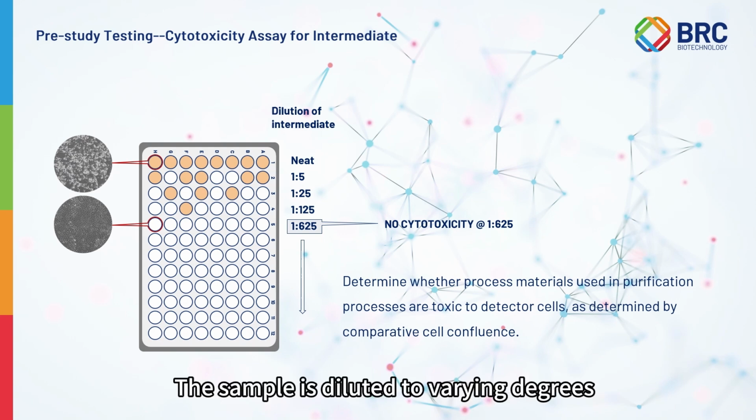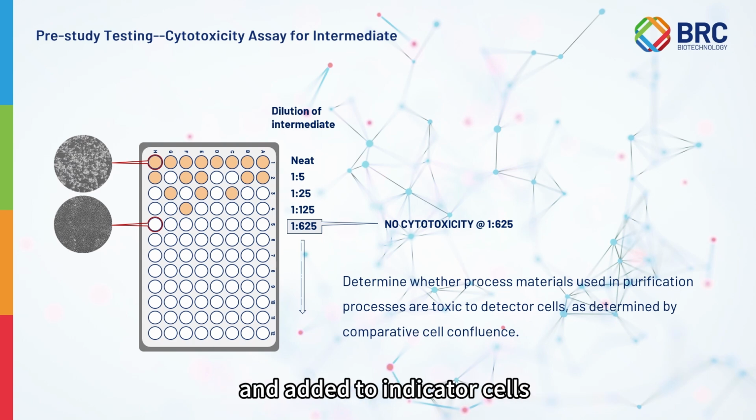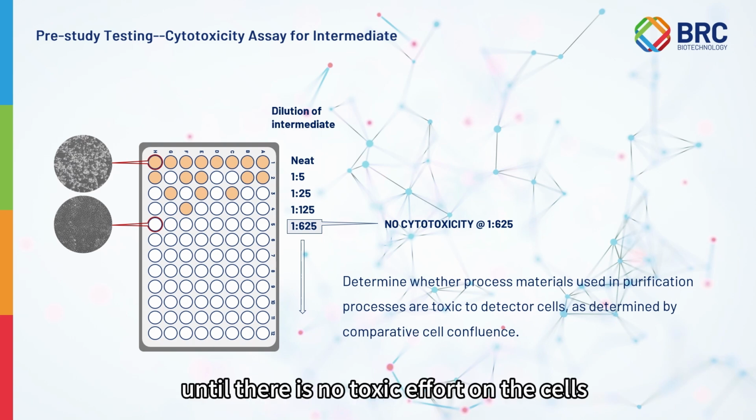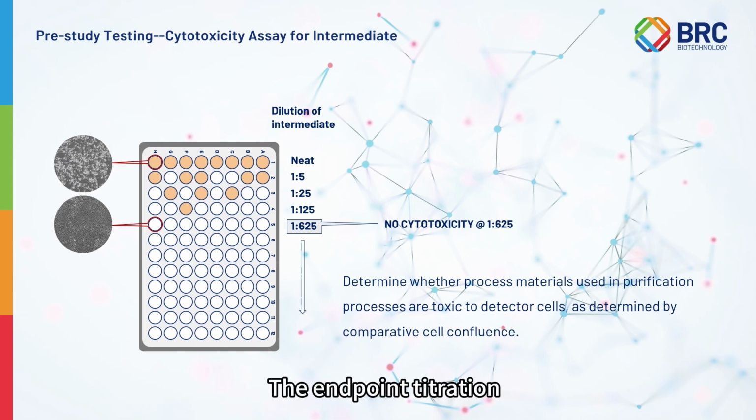The sample is diluted to varying degrees and added to indicator cells until there is no toxic effect on the cells. The endpoint titration uses the sample at the same dilution.